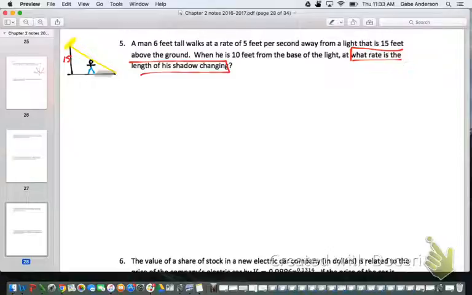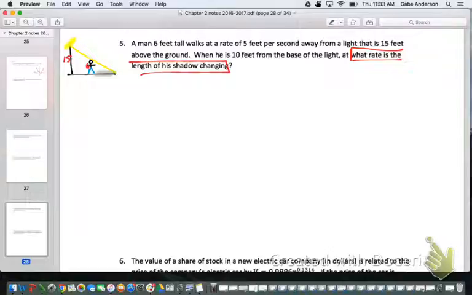6 feet. And the man is 6 feet tall. Yep, so I'll just put a 6 right here next to the guy. So yeah, he's 6 feet tall. That's not changing either. But there are some elements that are changing, right? We probably should label those with variables. What do you think we should label?